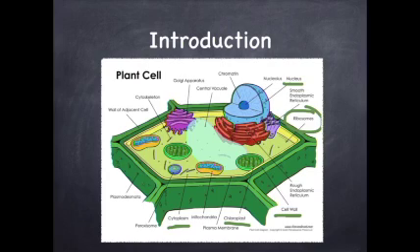Today I'm going to be talking about plant and animal cells. The first cell I'm going to be talking about is ribosomes. Ribosomes are the protein builders of the cell. They can be found in the cytosol.